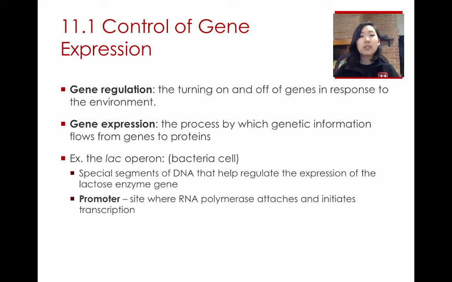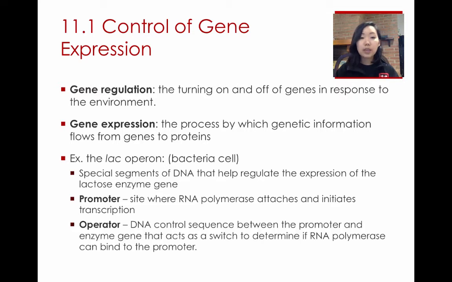So as we've discussed, for DNA to be transcribed into RNA, you need the promoter. And the promoter is just the segment of DNA where the RNA polymerase attaches to initiate transcription. There's also something called the operator. And the operator is a segment of DNA that is in between the promoter and the nucleotide sequence that codes for the actual enzyme. So it sits right in between. And it's kind of like the control switch that determines whether or not RNA polymerase can actually attach to the promoter.